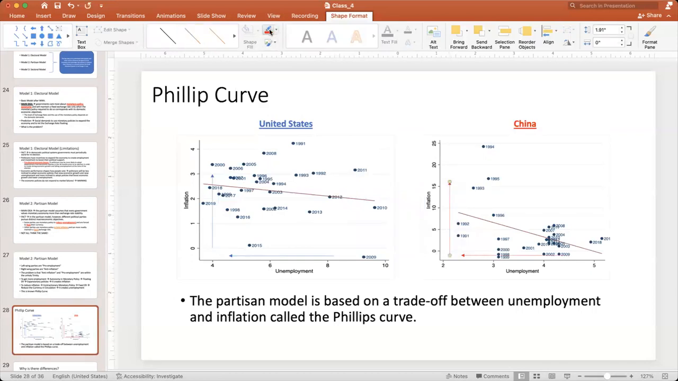This is basically an expansionary policy. If you want to create jobs, you have to spend. The problem is that when you are spending, people get more money and they spend more. And the prices of goods rise. And that creates inflation. So this is the idea of the partisan model. The partisan model is based on the trade-off between unemployment and inflation that is in the Phillips curve.